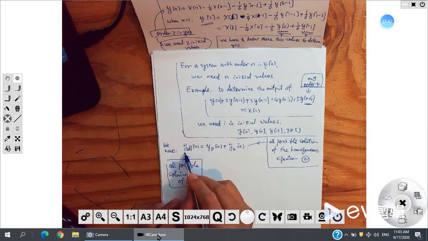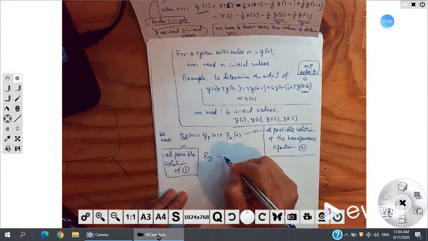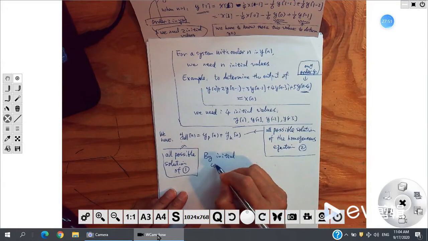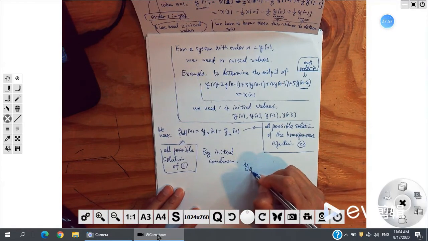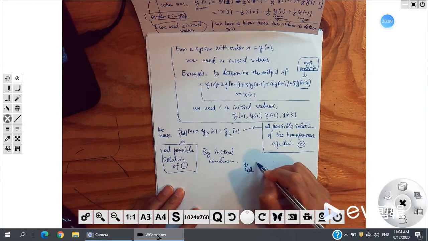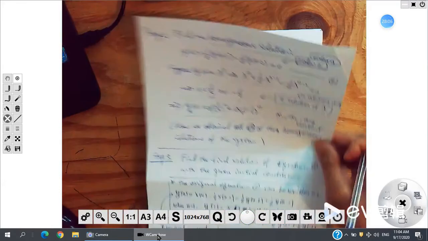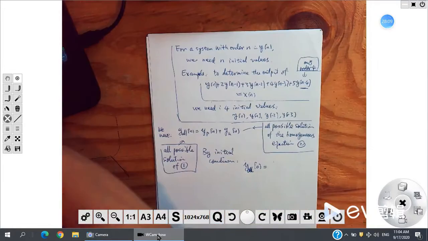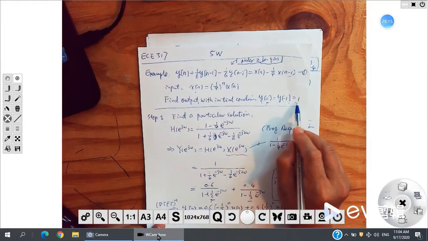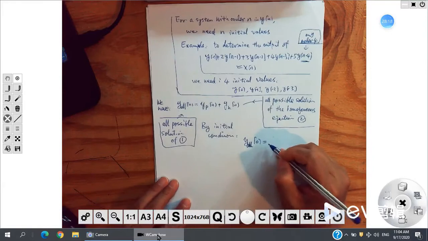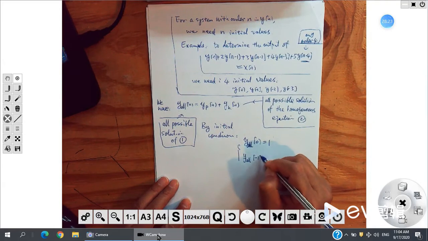Right. So we already have this one. Then by the initial condition, we have y. I write y_r of 0 equal to what is the initial condition? Step 2. Step 1. This is 1. I give this as the initial condition. Both are 1. y_r of negative 1 is also 1.